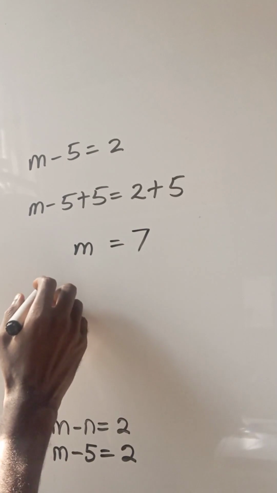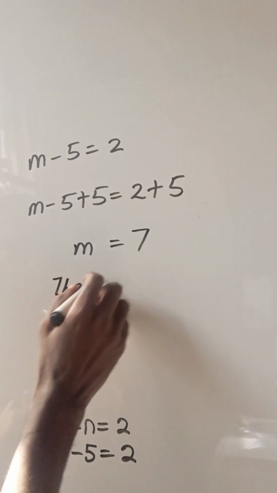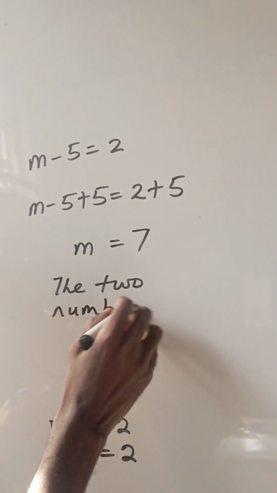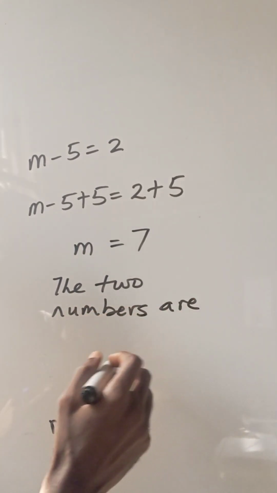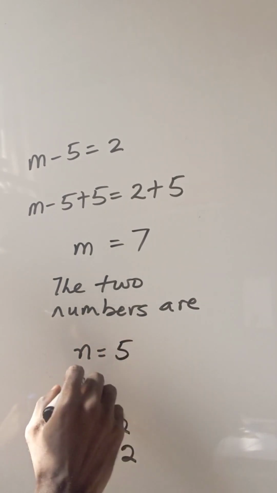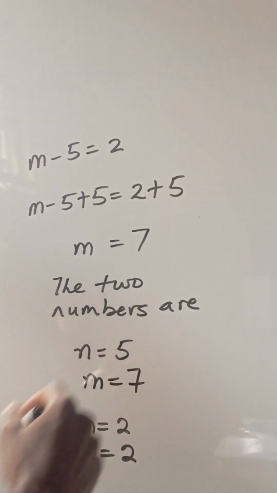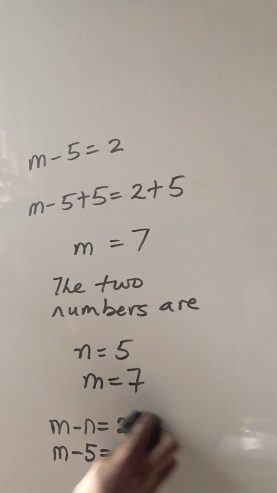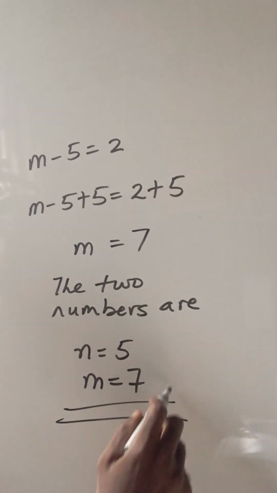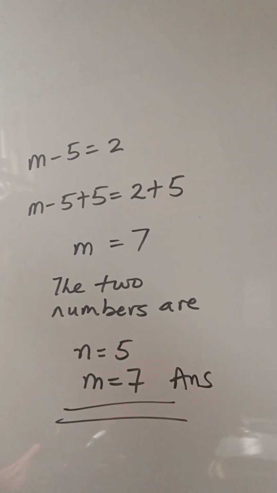So the two numbers are n equals 5 and m equals 7. I think with what we have on the board, this gives us the solution to the problem. So the two numbers are n equals 5 and m equals 7.